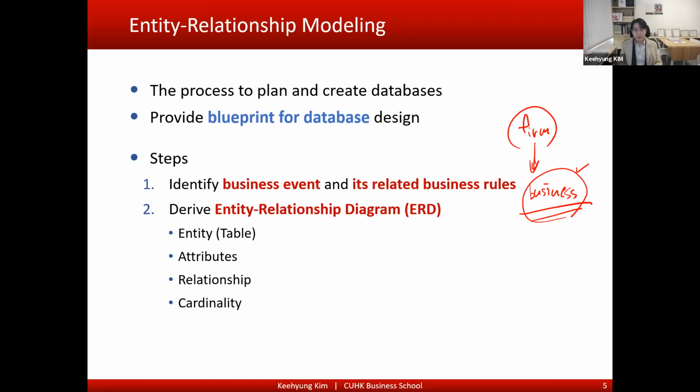The next one is defining relationships. There are multiple entities, and we have to define how these entities are connected to each other. And the last one is cardinality: how one entity is associated with another. We will talk more about that later. So basically, you have to be able to define these four things when you derive an entity relationship diagram. So let's talk about them one by one, starting from the business event.